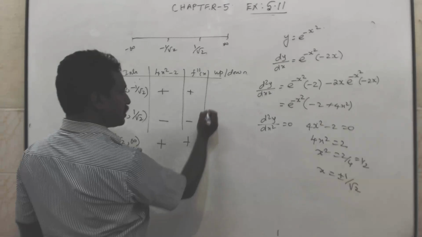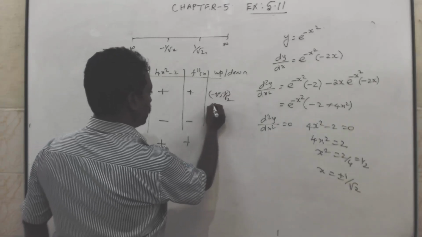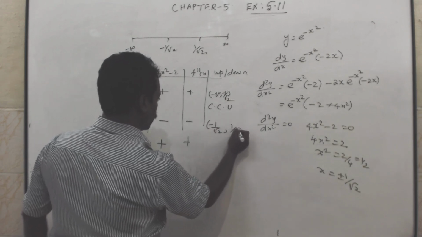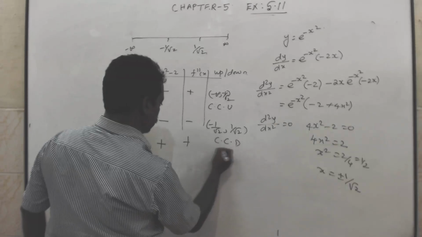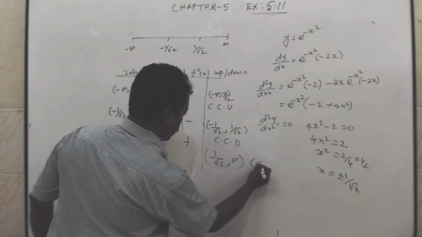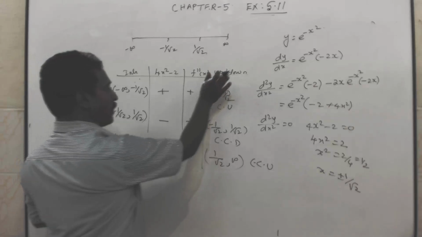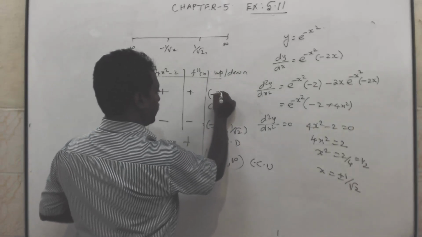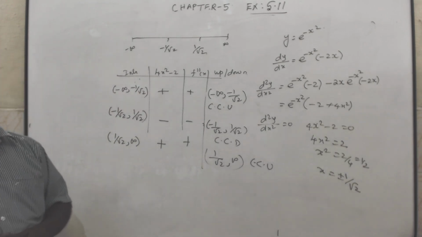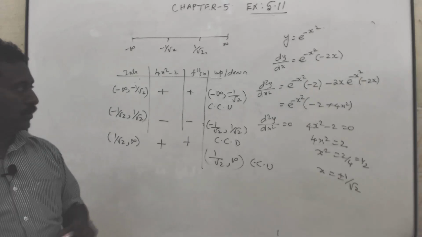Plus, minus, definitely plus. So minus infinity comma minus 1 by root 2, concave up; minus 1 by root 2 comma 1 by root 2, concave down; 1 by root 2 comma infinity, concave up. So the concave upward intervals are minus infinity comma minus 1 by root 2 and 1 by root 2 comma infinity. The concave downward interval is minus 1 by root 2 comma 1 by root 2.